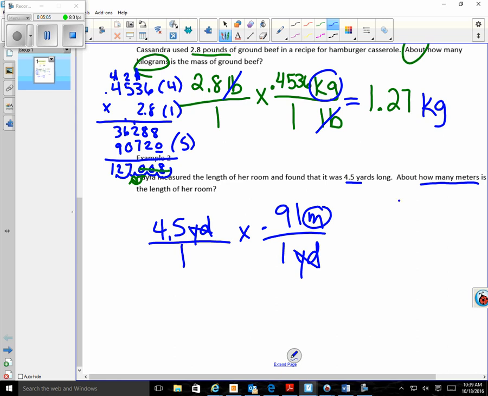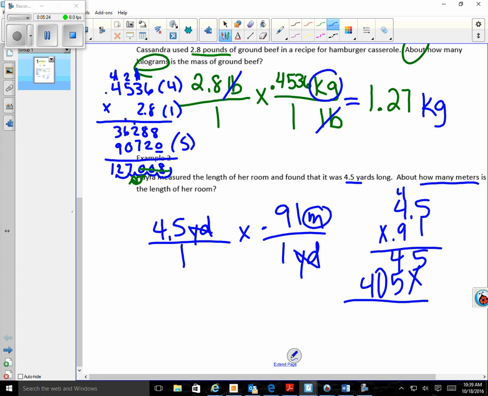So I'm going to come over here. 4.5 times 0.91. I have 3 decimal places, so my decimal goes there. So it is about 4.095 meters.